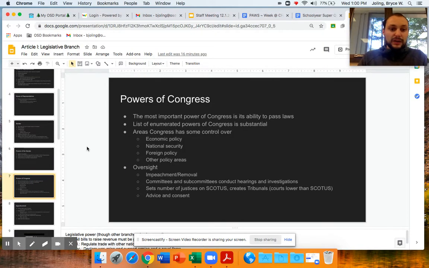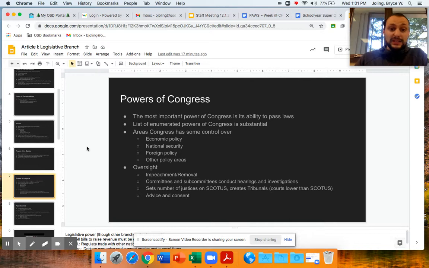Now, the powers of Congress. The most important power that Congress has is its ability to pass laws and legislation. They are not the only branch of government that plays a part in legislation being passed, but that is their most significant power. The Constitution also lists the powers that Congress has. They're enumerated. I think there are about 18 enumerations of the powers of Congress.